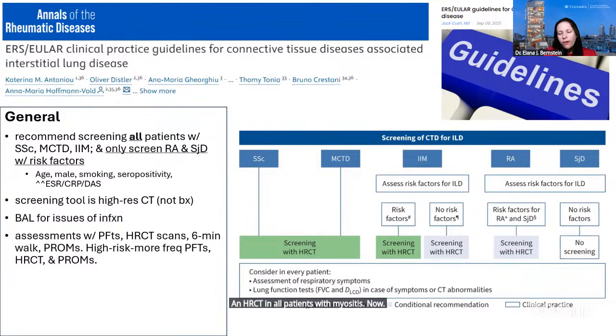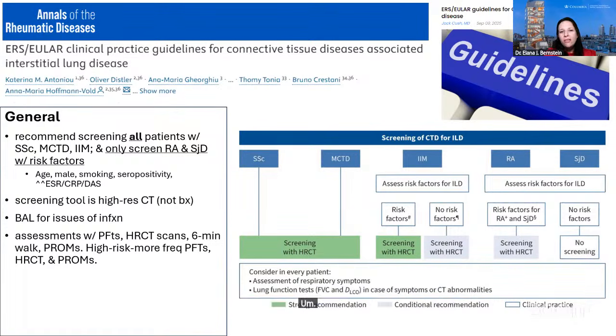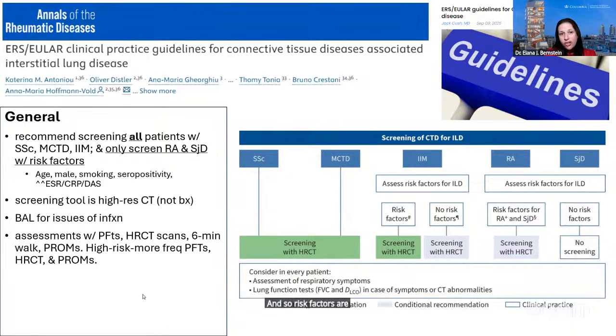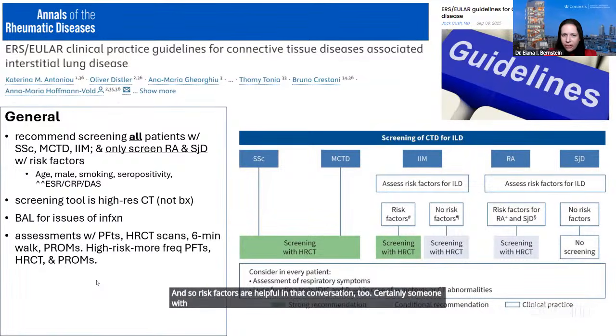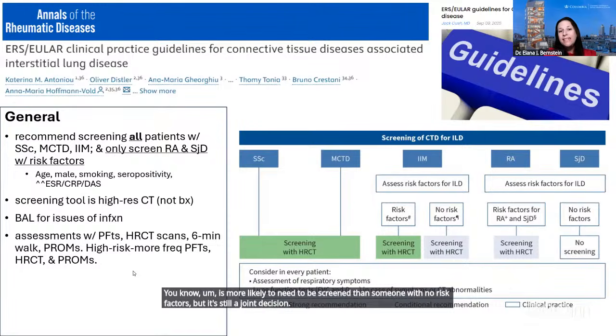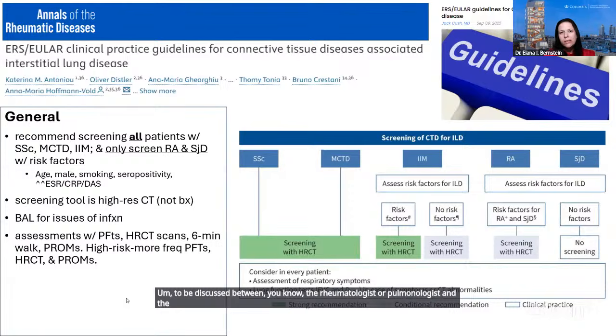Now, there are reasons why you might not: insurance coverage, things like that, cost, sure. But I think it all comes back to shared decision making, and that was something that the ACR chest guidelines really emphasized. And so risk factors are helpful in that conversation too. Certainly someone with more risk factors is more likely to need to be screened than someone with no risk factors. But it's still a joint decision to be discussed between the rheumatologist or pulmonologist and the patient.